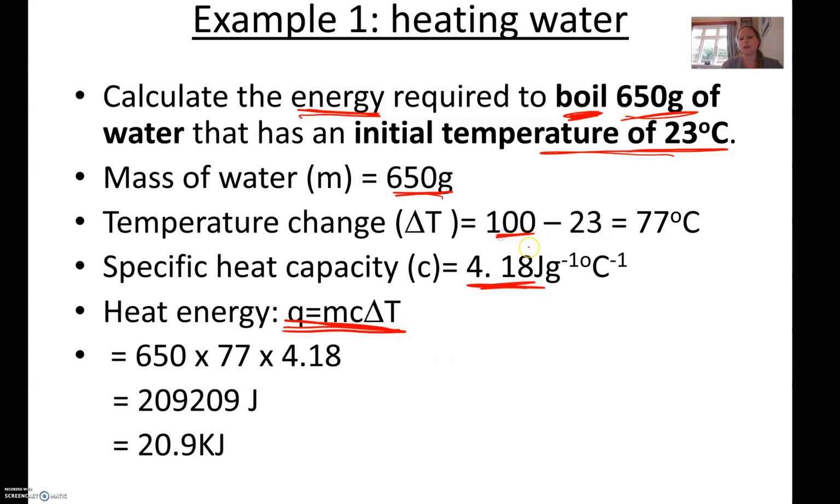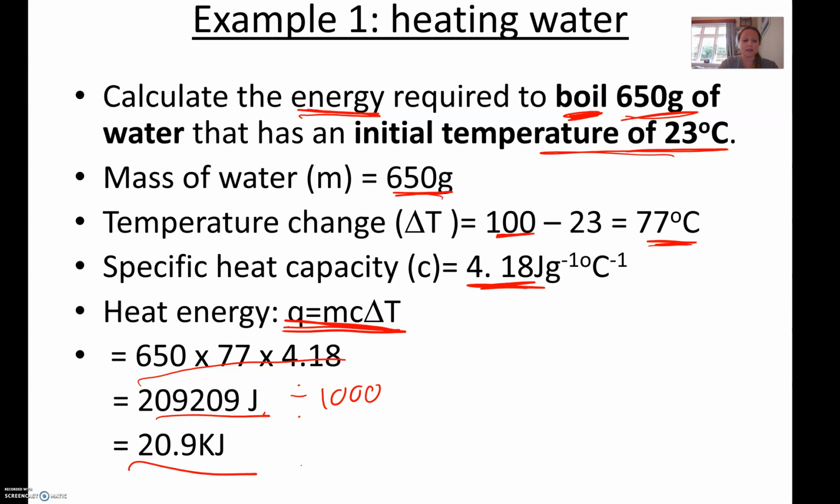If water boils at 100 degrees, minus 23 is 77. Times them all together and your answer is in joules. Always Q is joules. Now that's a messy number, it's very big, so we're going to divide that by 1,000 to turn it into kilojoules, and at NCEA Level 3 we always give answers to 3 significant figures, so 1, 2, 3 significant figures, and that is our answer.